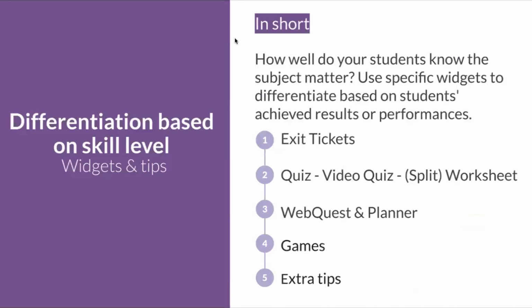So taking a look first at skill level. This is all about uncovering how well your students know the subject matter. So you can use specific widgets to differentiate based on your students' achieved results or performances. You use exit tickets, the quiz, video quiz, worksheet, or split worksheet widgets, the web quest and planner, games, and I also got some extra tips.